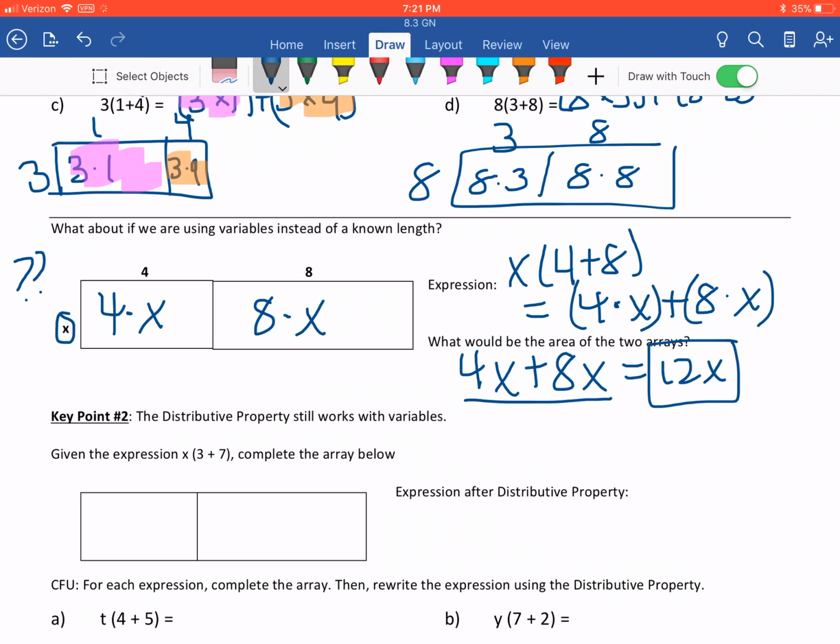All right, so now we're to key point number 2. This is the second and last key point, so my second and last joke. Ready?